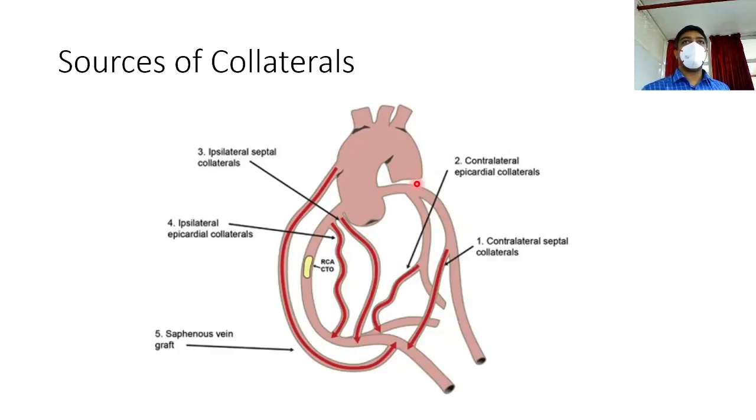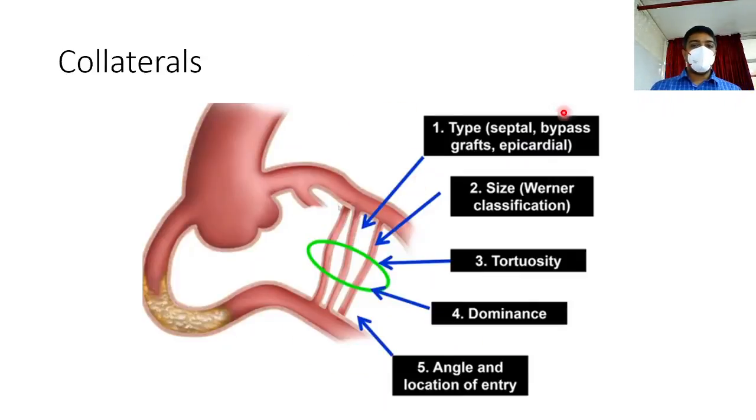Collateral classification point. When we are assessing the collateral, we have to see what collateral is supplying the distal vessel, whether it's septal, bypass graft or epicardial. Septal is most preferred. Then the size of the septal collateral, the Werner classification is there to determine the size. Then whether it's tortuous or not.